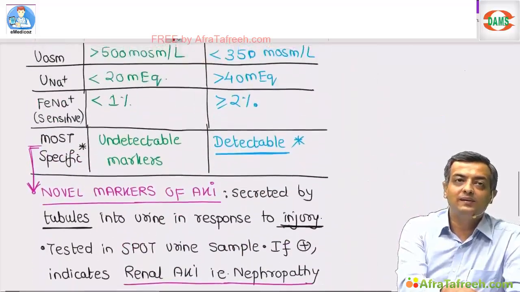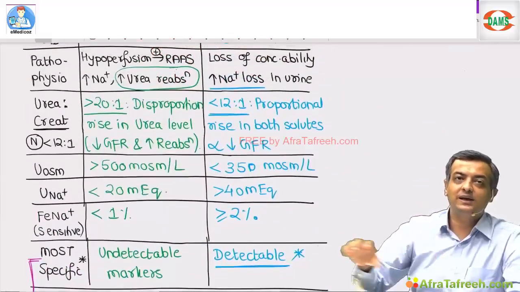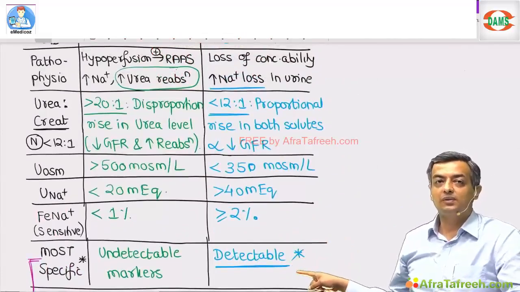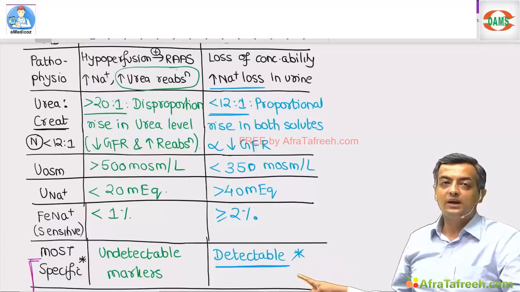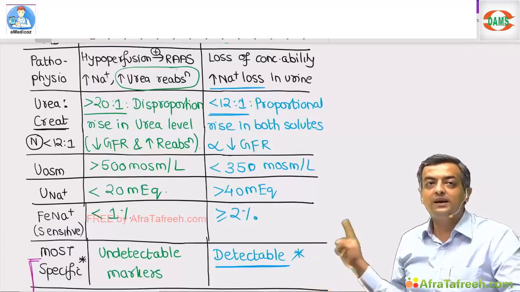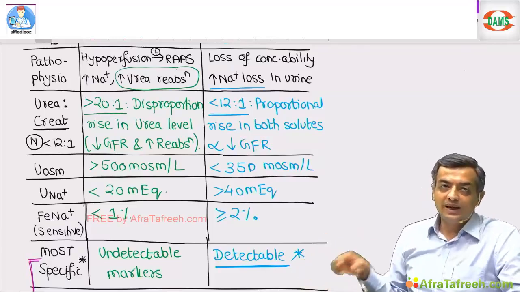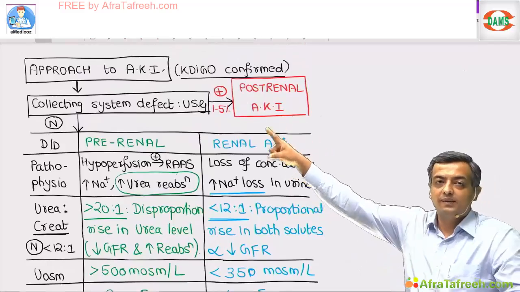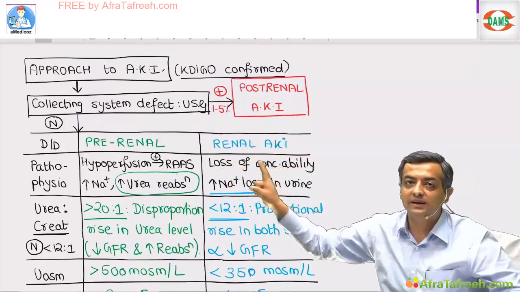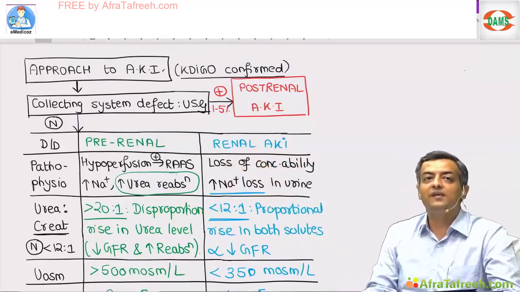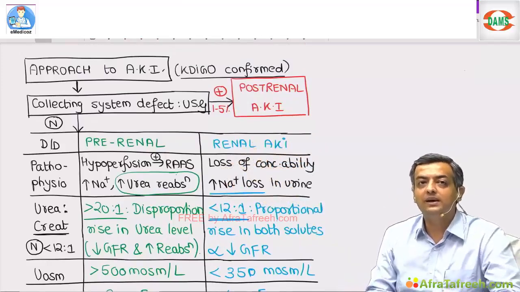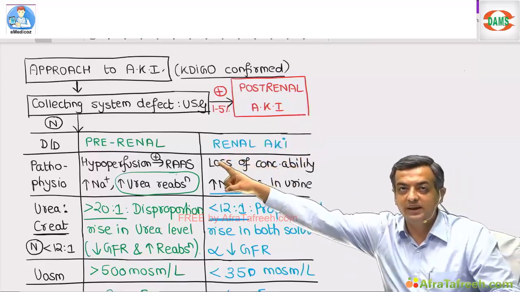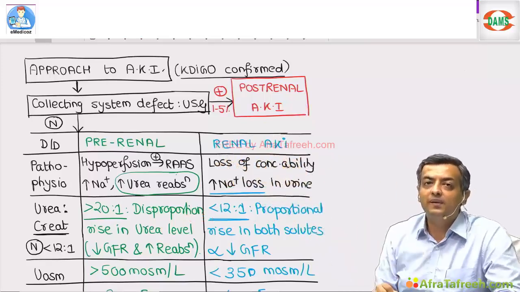So, how can I confirm that the patient has renal AKI? When the marker is positive, I know that it is renal AKI. So the diagnosis is confirmed now, whether the problem is post-renal, pre-renal, or a renal cause of AKI.